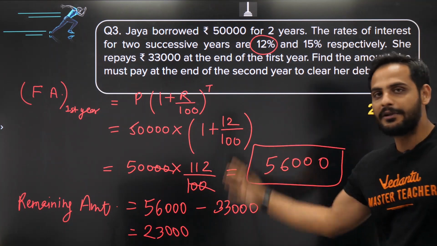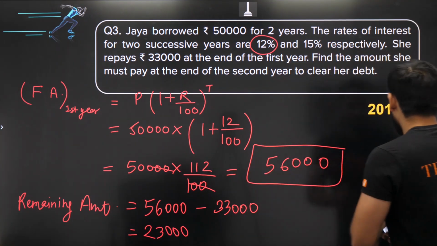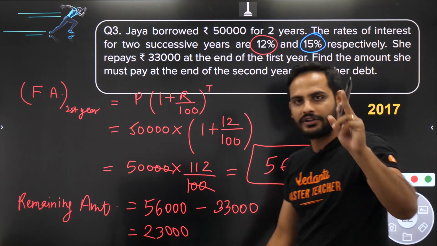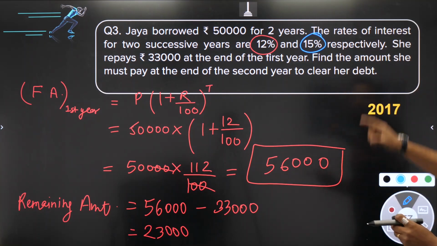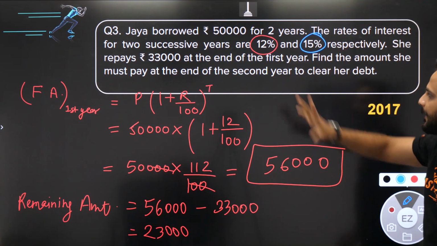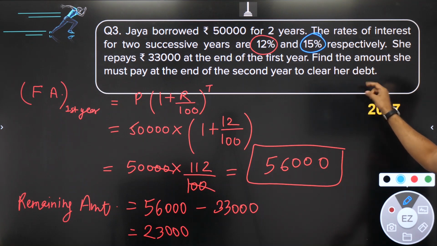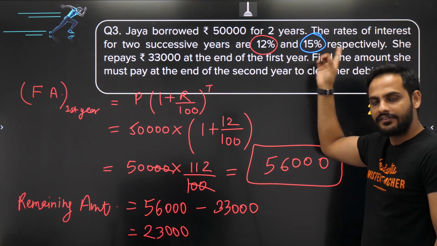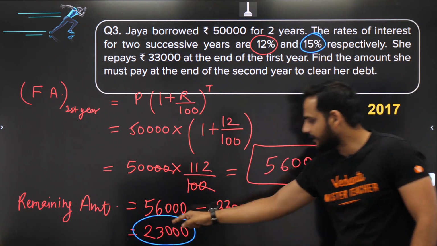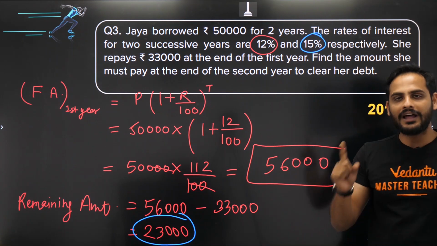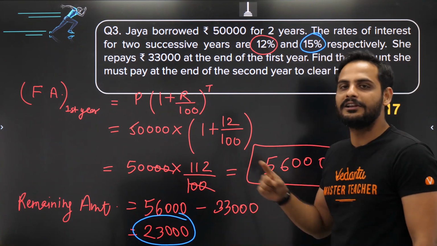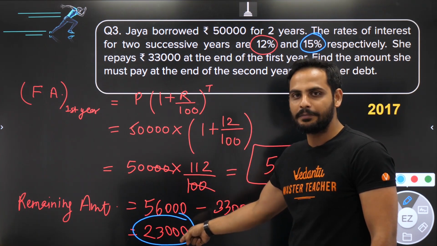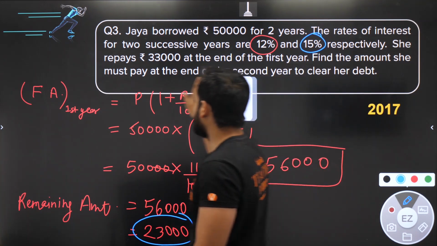In the second year, now we are coming to the second year phase. For the second year phase, beta, the rate of interest is what? 15%. Now they are saying, find the amount she must pay at the end of the second year to clear her debt. Now this 15% interest will be charged on this amount only, because this much is the amount remaining. So now I need to find out how much will be the final amount if I charge interest of 15% on 23,000. So let's do that part.